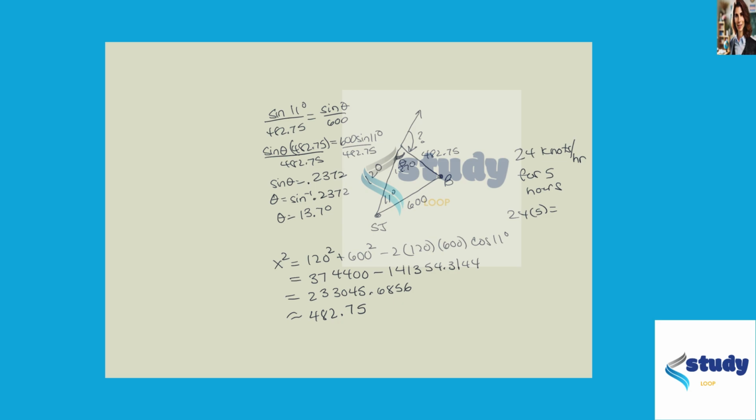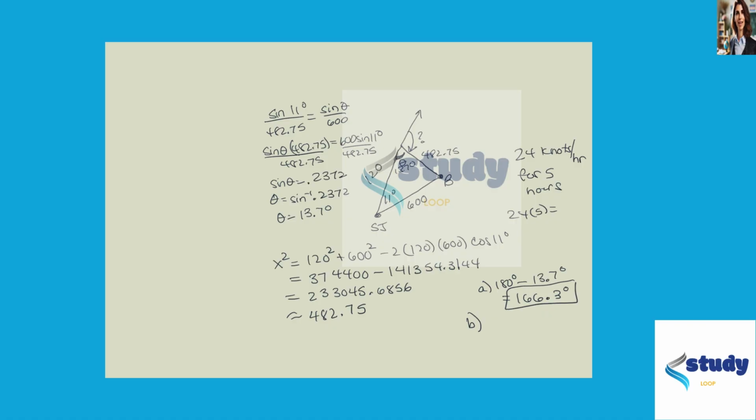So to answer A, that's going to be 180 degrees minus 13.7 degrees. So he's going to need to turn through a 166.3 degree angle. And then we want to know how long before the ship reaches Barbados.